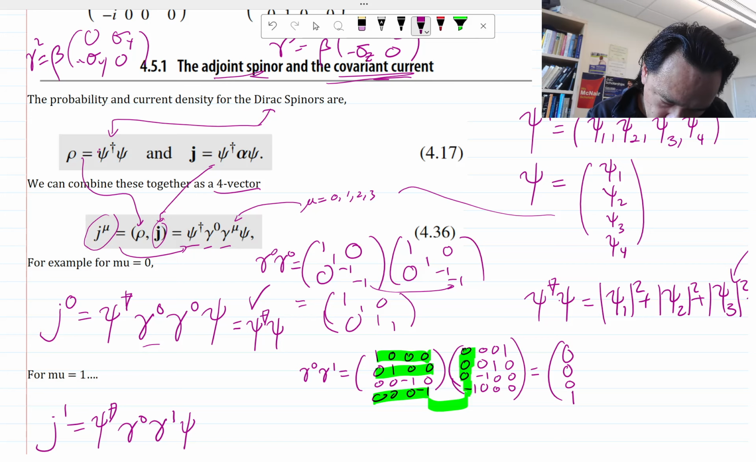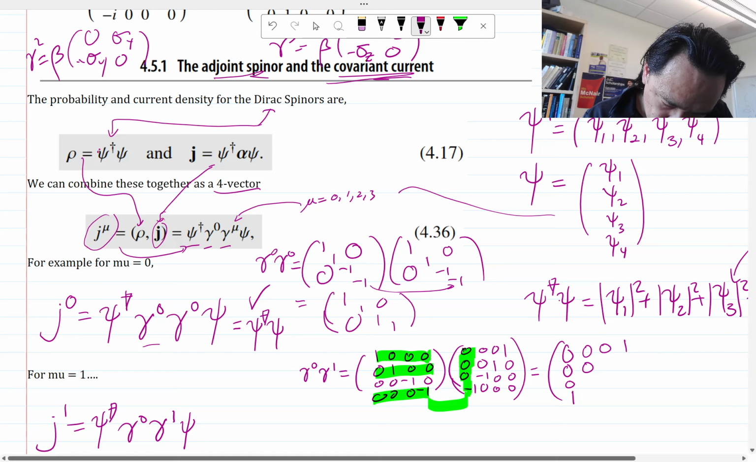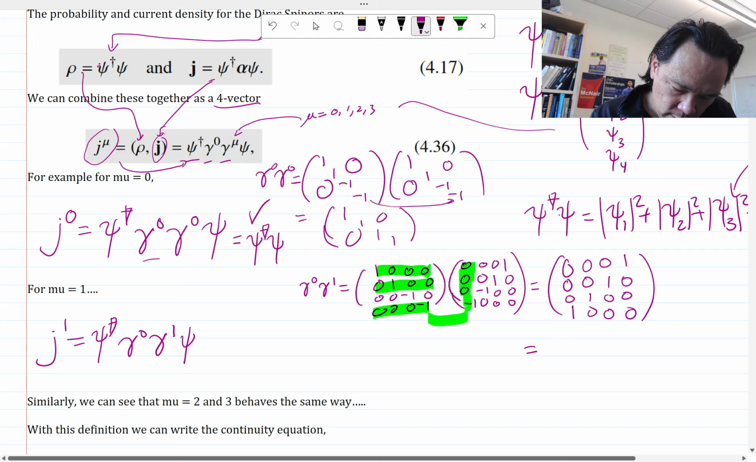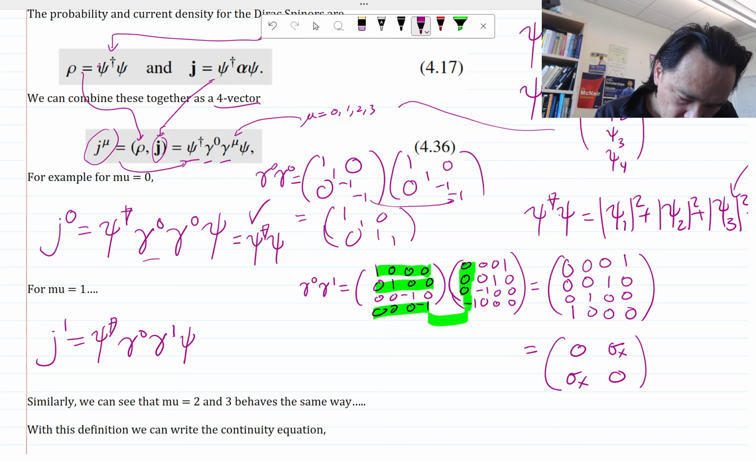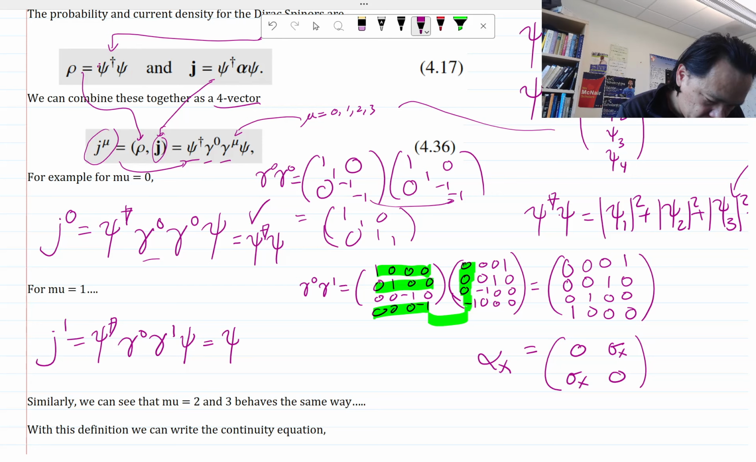So let's see how this matrix is going to turn out. What's going to happen is that you're going to have 0, 0, 0, and then just 1s along the diagonal. And this 1 along the diagonal is basically the Pauli spin matrices, right? That's exactly what alpha x is going to be, and this will give you just psi dagger alpha x psi.